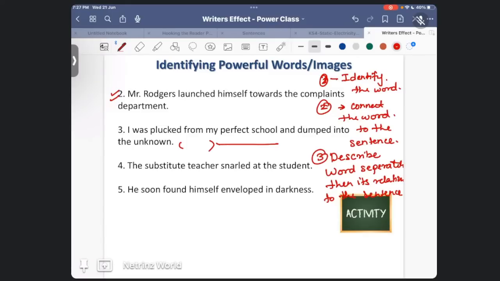Okay. So we are just doing this particular exercise in the class. Fourth one: the substitute teacher snarled at the student. Now here I'm not going to give you any hint before you do. You have to do it all on your own, all three of you, Mahika, Pragna, and Asha. Do I need to type it? Yes, just type it and keep it ready. The moment I say go, you guys will post it.